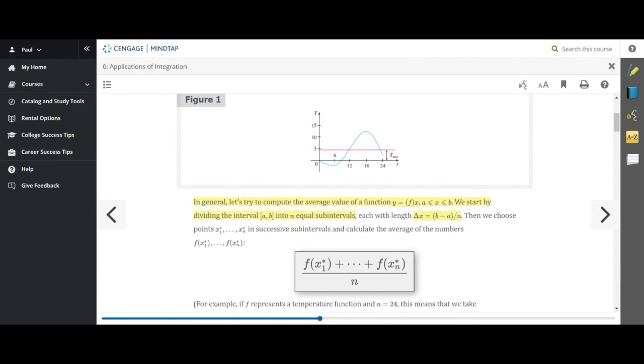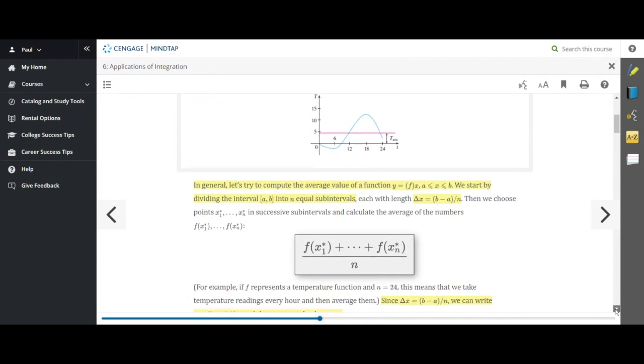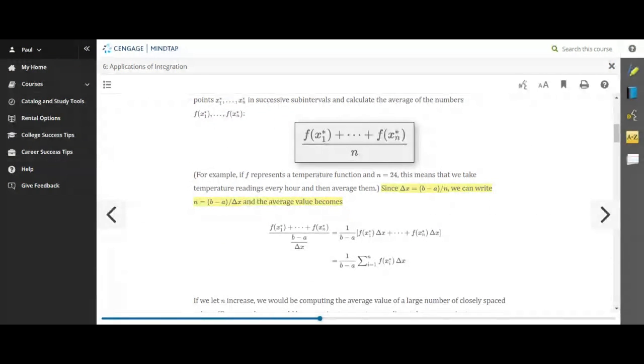So delta X would be equal to B minus A divided by N. That's just like section 5.9. You have a beginning limit and an end limit. What's the length of your subinterval? You're applying the trapezoidal rule or midpoint rule. The delta X is B minus A divided by N. So look at what we can do here. This is the average value of our function based on N estimates, the highlighted box.